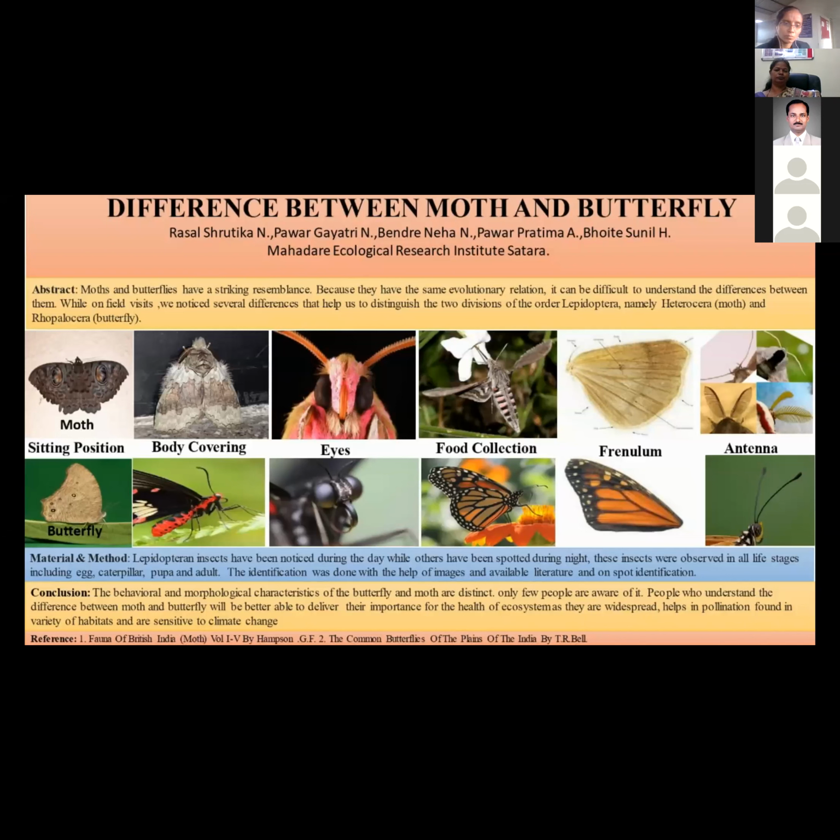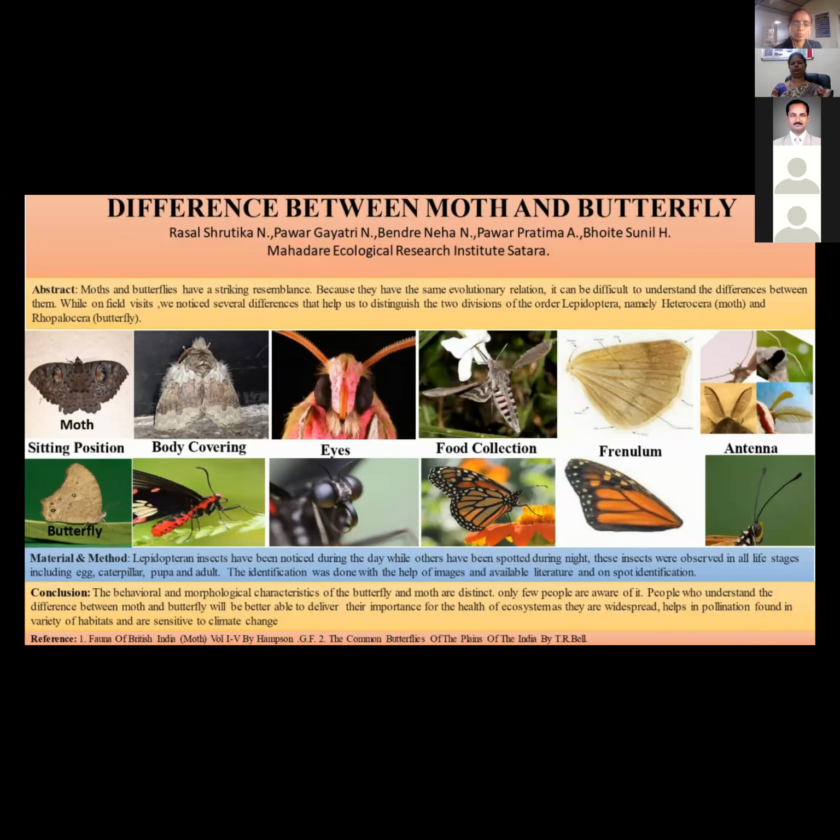If you look attentively, you can easily identify the moth and butterfly by their sitting position. Moths keep their wings horizontal on the back while resting, and butterflies keep their wings vertical on the back while resting. Next character is body covering. Moths have a hair-clad body and butterflies have a smooth and lean body.